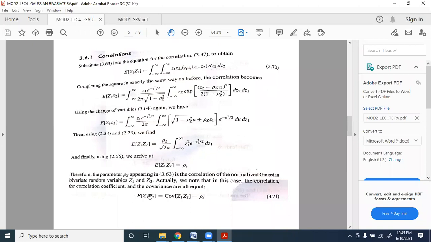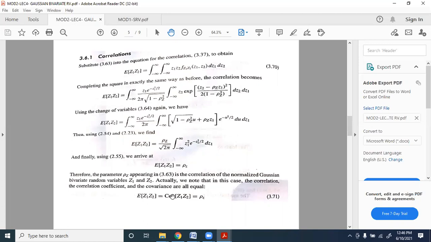Okay, so in this case we can see very clearly that E of Z1 Z2 is equal to the covariance of Z1, Z2, which is equal to rho Z. Because again, we can try to write what the covariance will be in terms of the correlation.